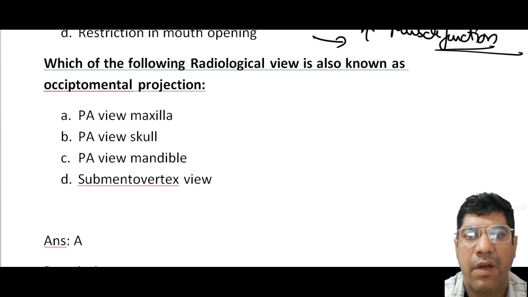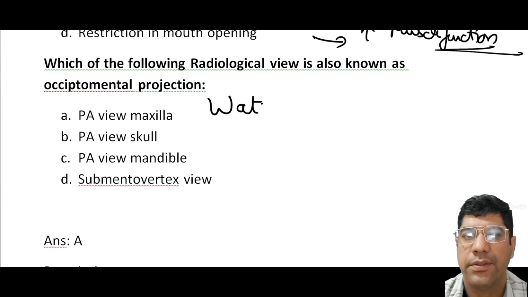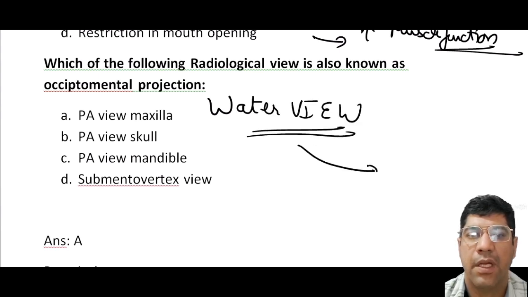Which of the following radiographic views is known as the occipitomental projection? It's the PA view of the maxilla, also known as Waters view. That is commonly used to view the maxillary sinuses.